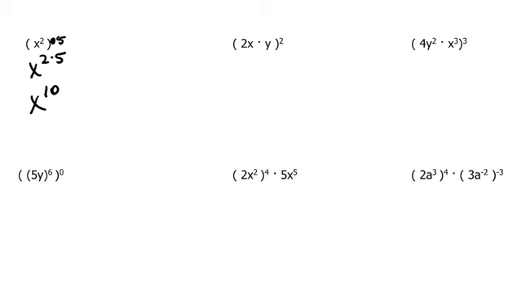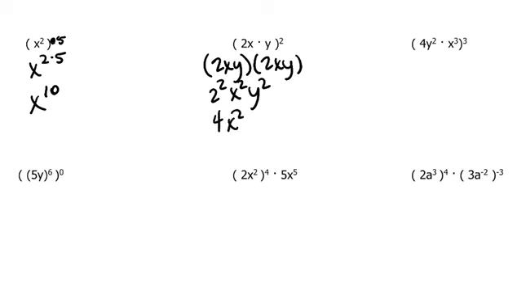Okay, over here, just to remind you why we're going to need to distribute that square to everything, we're going to square 2xy. And notice when I do that, I have 2 of everything. I have 2 2's, I have 2 x's, I have 2 y's. So that's 2 squared x squared y squared. So that's 4x squared y squared. Okay, y'all do the rest of these. Check your answer against mine.